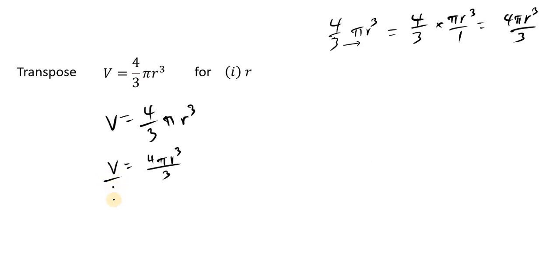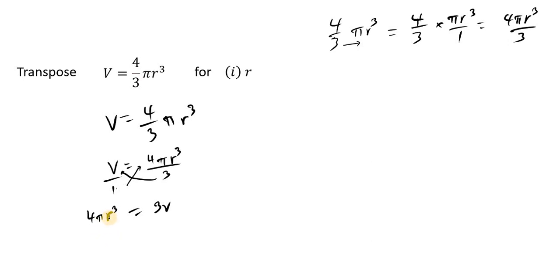And now we can actually put V over 1 and cross multiply. Since what I want is over here, which is the r, I'm going to do that first, which is going to be 1 times the 4 pi r cubed. So that's 4 pi r cubed, since anything times 1 gives the same thing. And 3 times V is simply 3V.